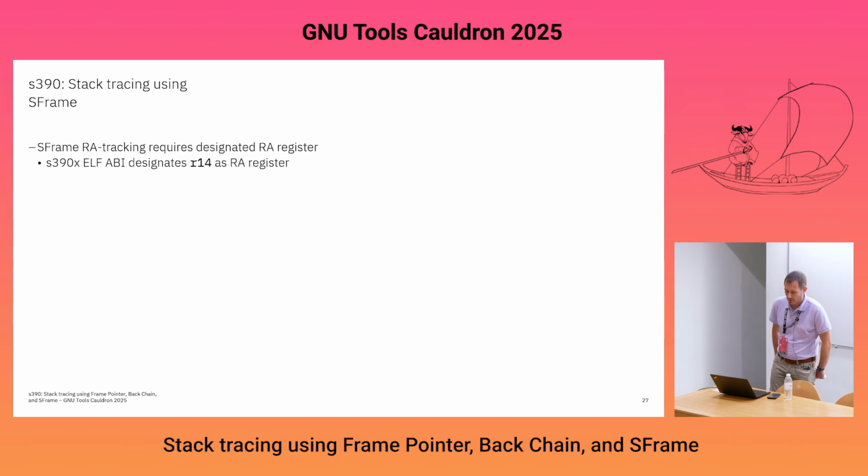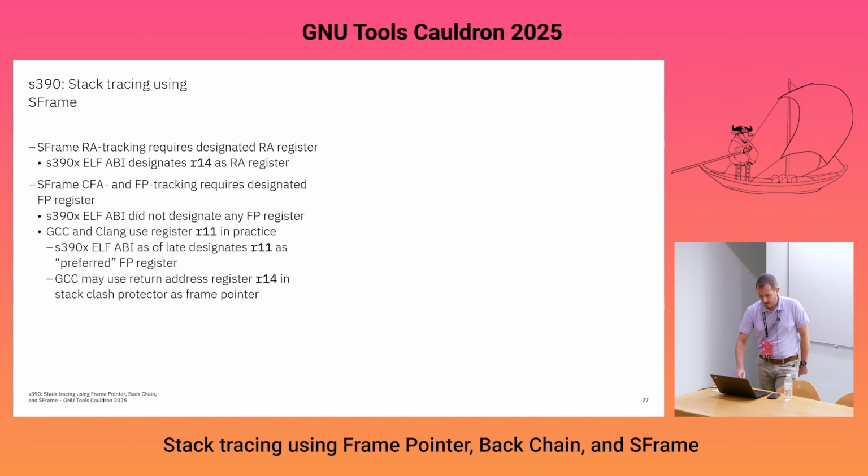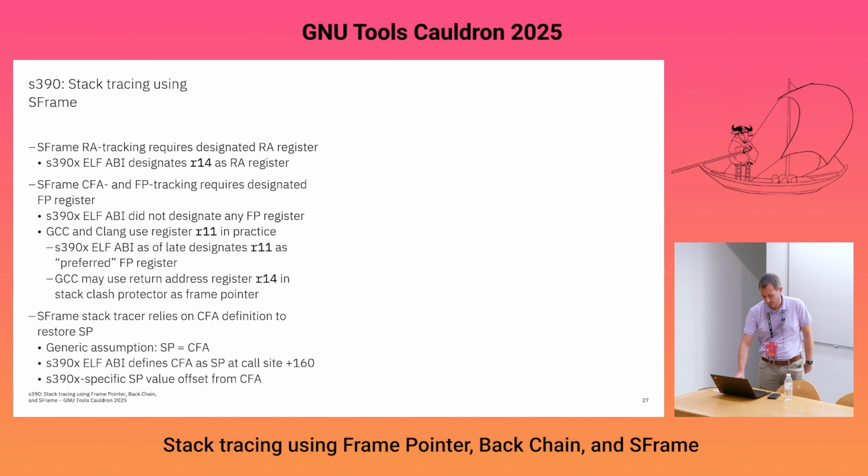Okay, so how does this work for s390? First of all, the SFrame return address tracking requires a designated return address register, which our ABI designates. Then the SFrame CFA and frame pointer tracking requires a designated frame pointer register. And here you remember s390 does not designate one, but as the compilers in practice use a fixed register, we can use that. There are still those edge cases where this won't work, but still it's better than nothing.